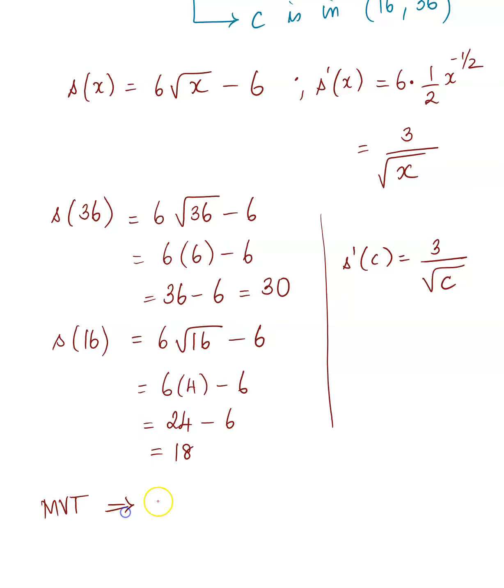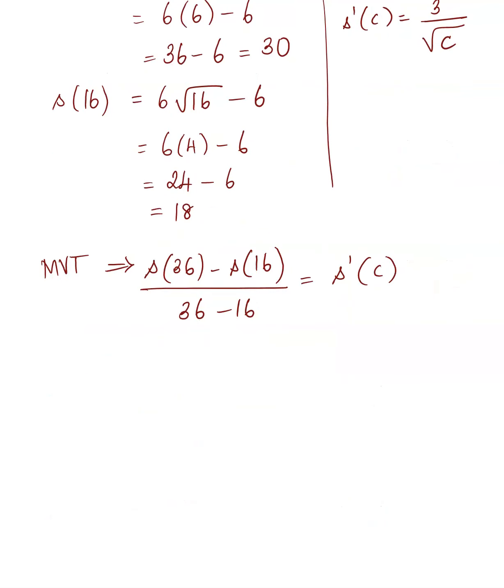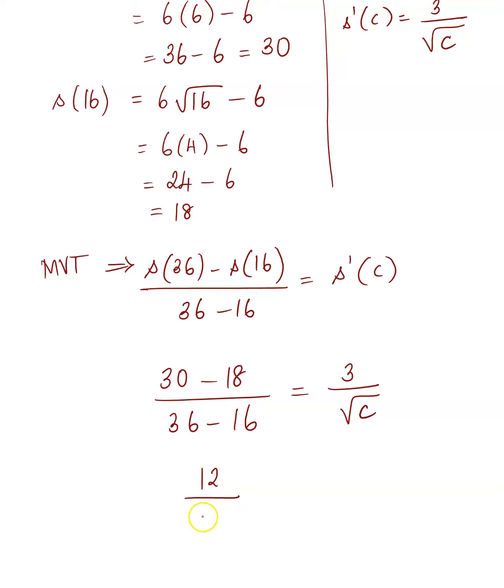MVT implies, oh no, there's no f, it's in s. So s of 36 minus s of 16 over 36 minus 16 equals s prime of c. See, what we did for f, we're just rewriting it in terms of s. So we have 30 minus 18 over 36 minus 16, which is equal to 3 over root c. So that gives us 12 over 20 equals 3 over root c.